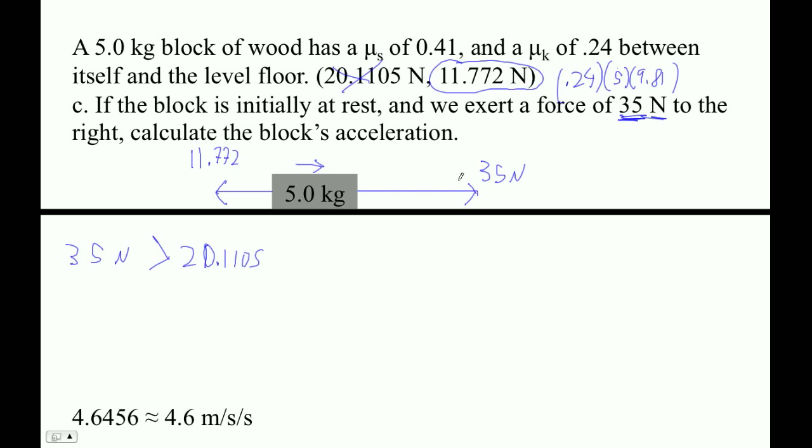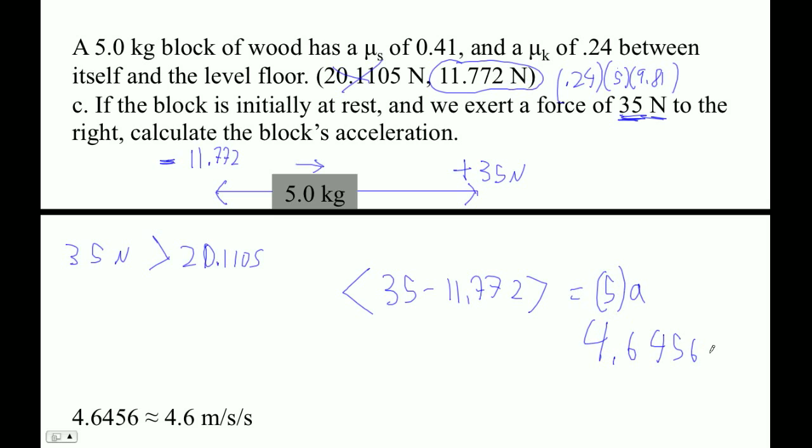Okay, so now we're all set. We can set this up as a positive force. This one's a negative force, and we just do this the way we always do, right? So we go 35 minus 11.772 equals 5 times A. And now we can solve for A, right? 35 minus 11.772. Divide that by 5. And I get 4.6456 meters per second squared is what A is equal to. Okay, so with 2 sig figs, we'd have to say that's our acceleration.